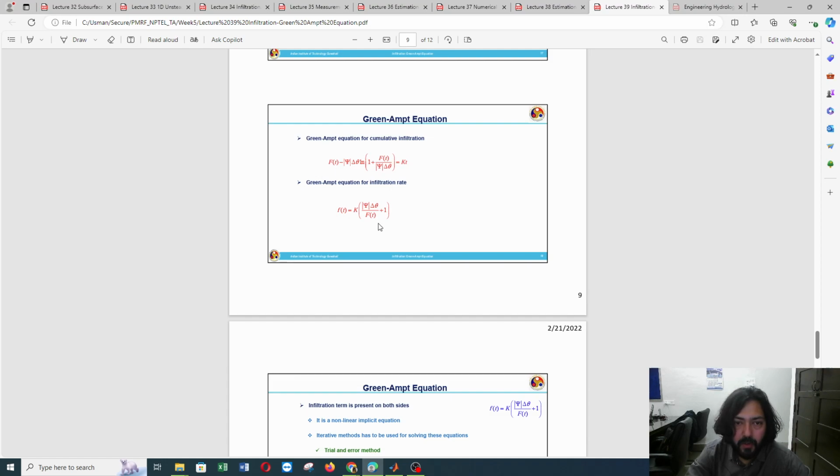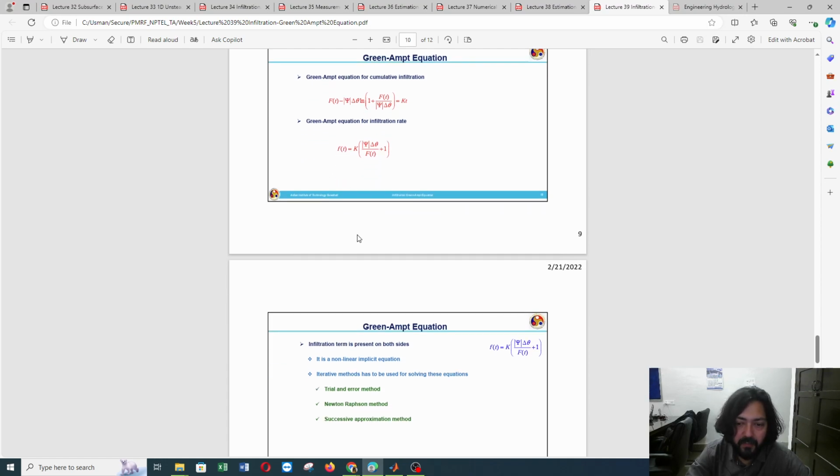And also the other equation is used for infiltration rate. So for infiltration rate also, similarly we need four values, that is coefficient of hydraulic conductivity, we need suction head, we need moisture content, and also at the same time if we know the cumulative infiltration value, we can calculate infiltration rate.